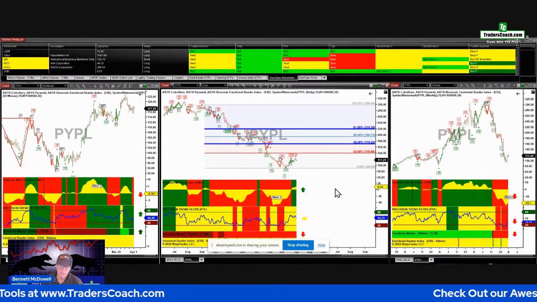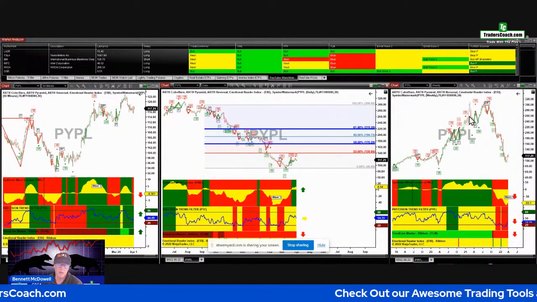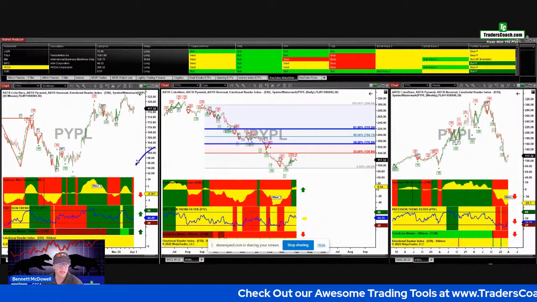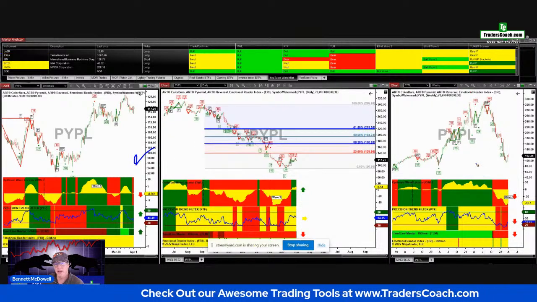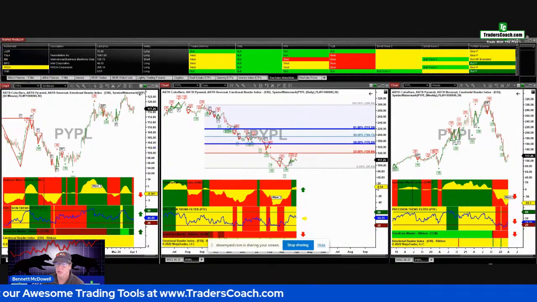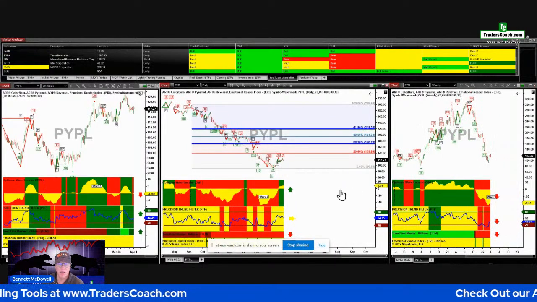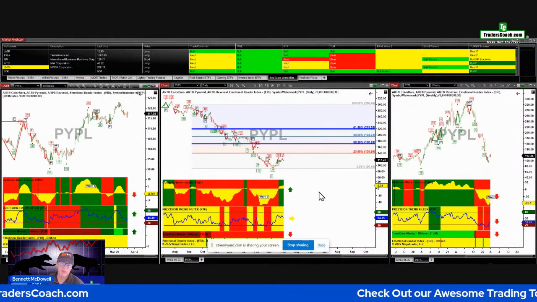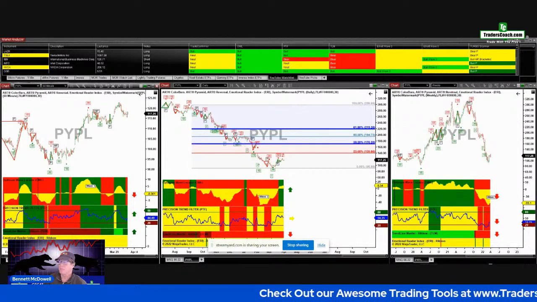So not bad. If you're going to take this, if you get a green on the 60-minute, I would lower the trade size in half because you're going against such a strong weekly chart. So you got to be careful. If we hit the bottom on this, it'll be great. If you don't, you're going to get stopped out pretty quick.